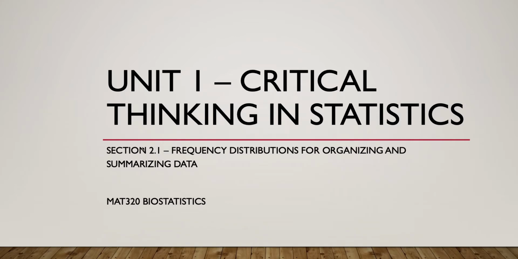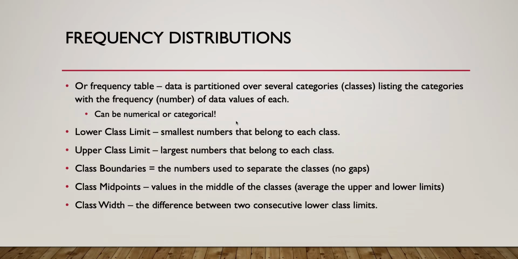Section 2.1 is on frequency distributions for organizing and summarizing data. A frequency distribution, which we could also refer to as a frequency table, is when data is partitioned over several categories or classes, listing the categories with the frequency, or the number of data values, of each. These can be either numerical or categorical.